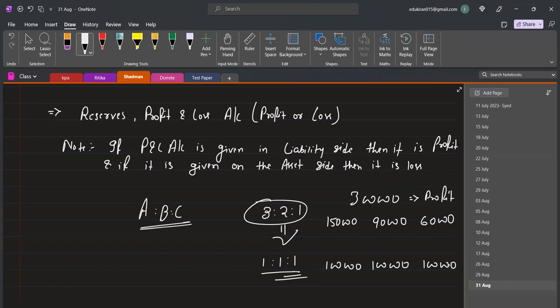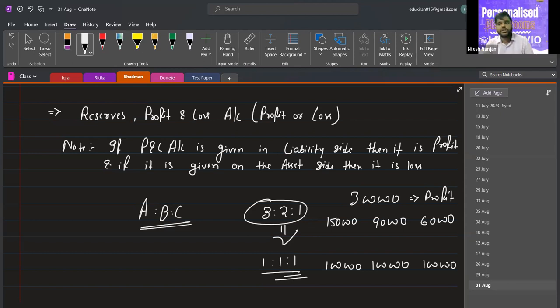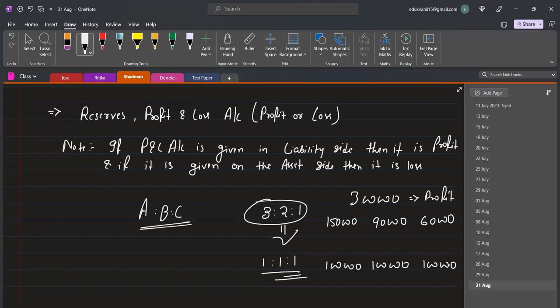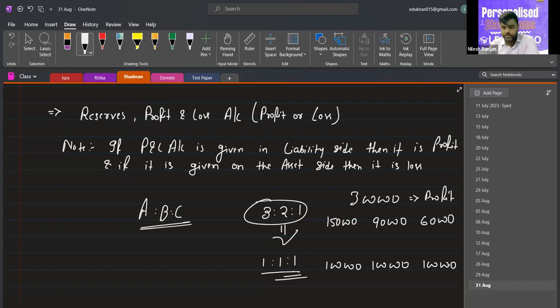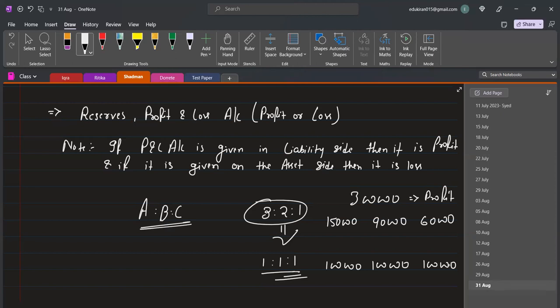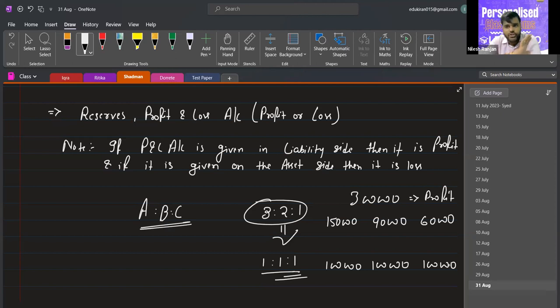In this situation, there are two cases. First is when we close the reserve and accumulated profit or loss account. Second is when we don't close it, and we keep the general reserve and accumulated profit or loss open. In the first situation, as you already understood the concept, any profit or loss given in the question we distribute in the old profit sharing ratio. But if the question does not say to distribute the profit, and there is no information about profit distribution, but there is a reserve in the balance sheet.